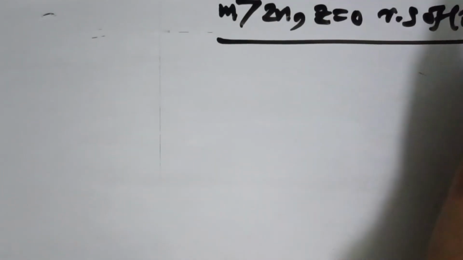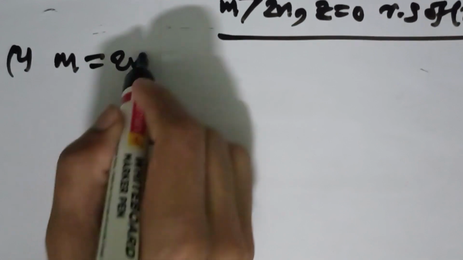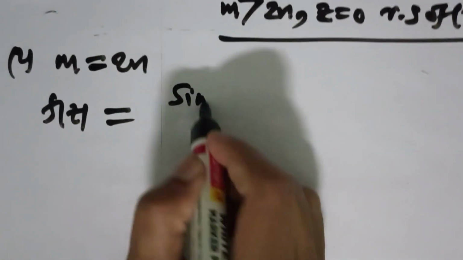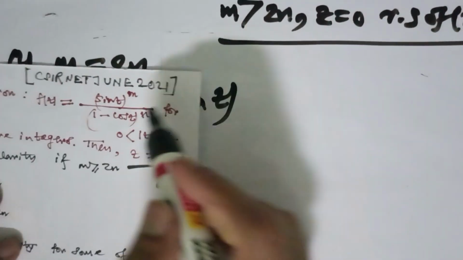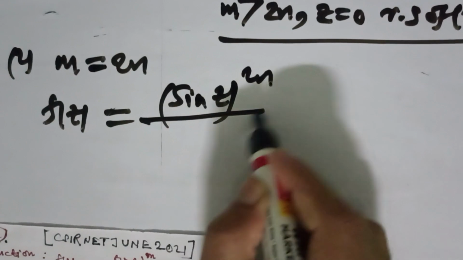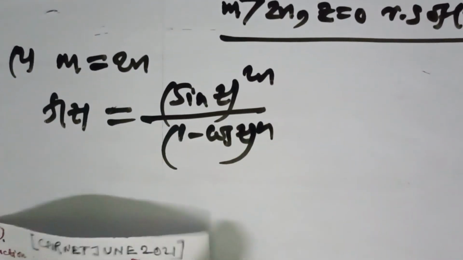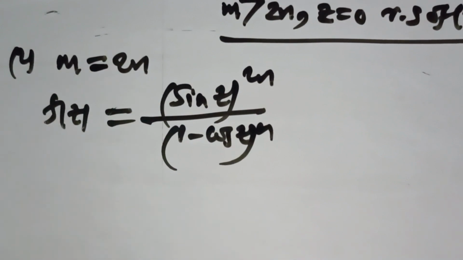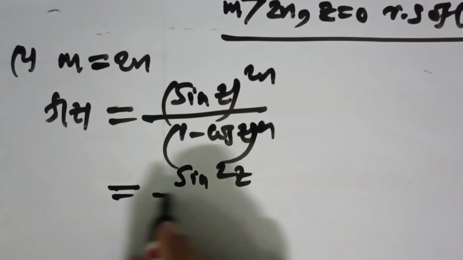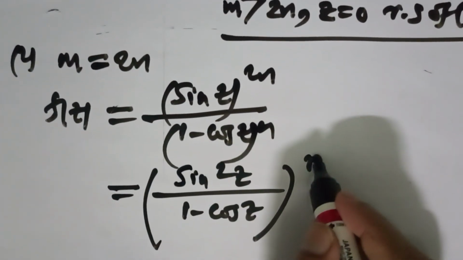Now we are going to the second case. What is the second case? m equal to 2n. If m equal to 2n, then put m equal to 2n in sin z power m. The upper part is sin z power 2n, and the lower part is cos z power n. Now you have to take the limit z to 0.